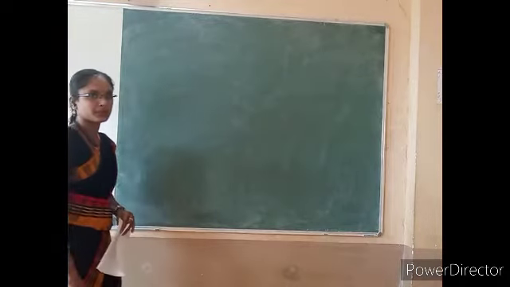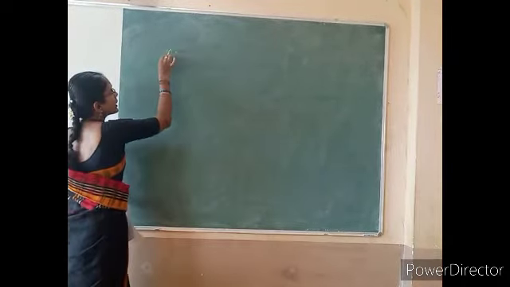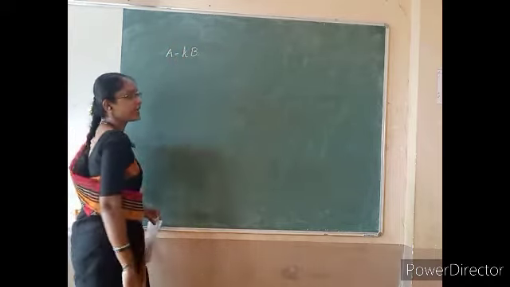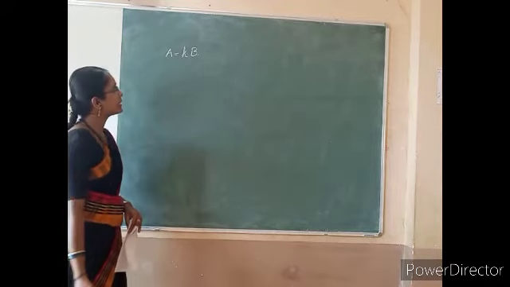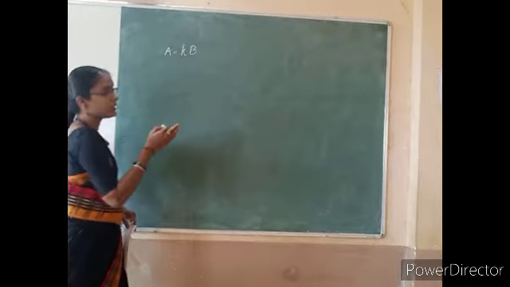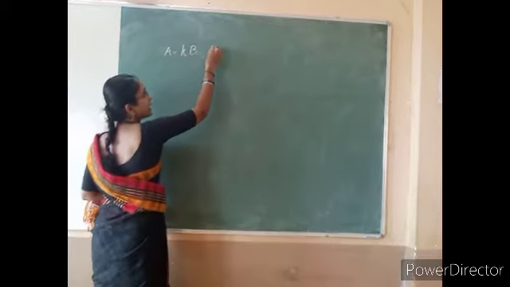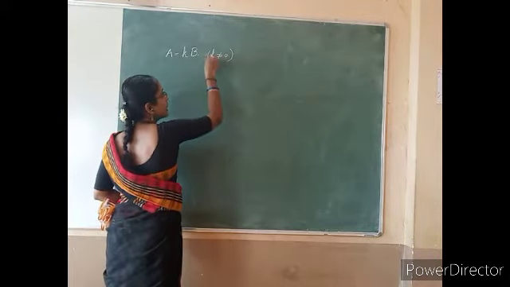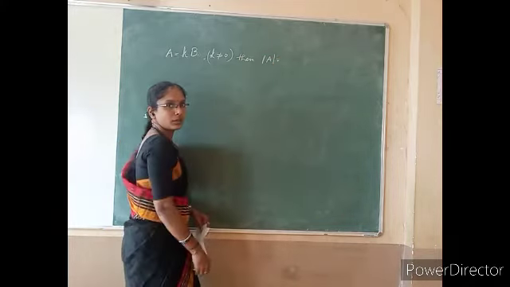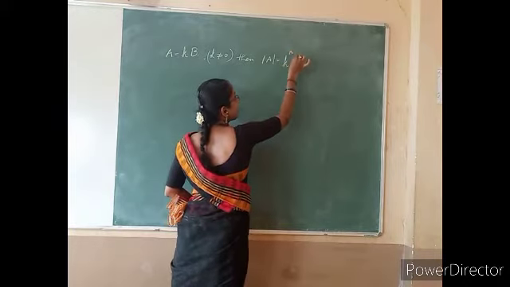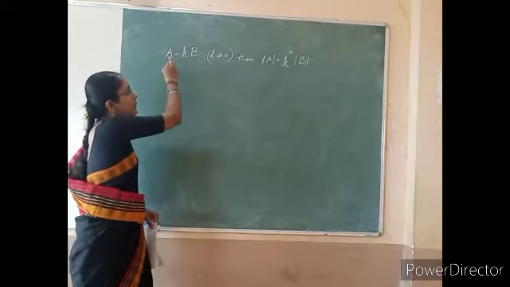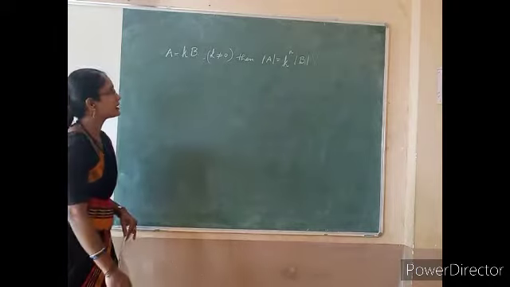So there is one concept here. That concept is, if any matrix A can be written as K into B, where A is one matrix and B is another matrix, both having the same order, and K is any scalar, K not equal to 0, then the determinant of A is equal to K to the power n into the determinant of B, where n is the order of the matrix A. So this is one result, remember.